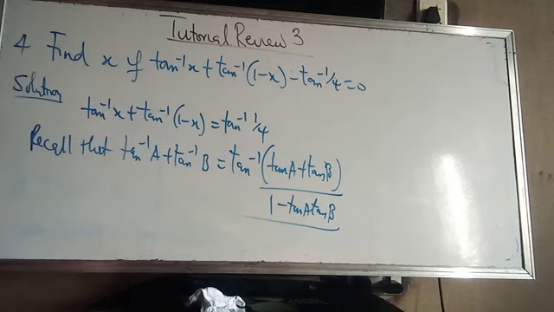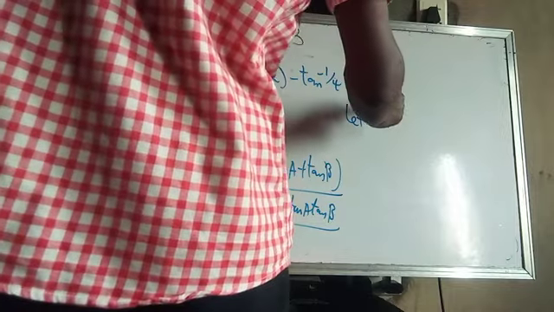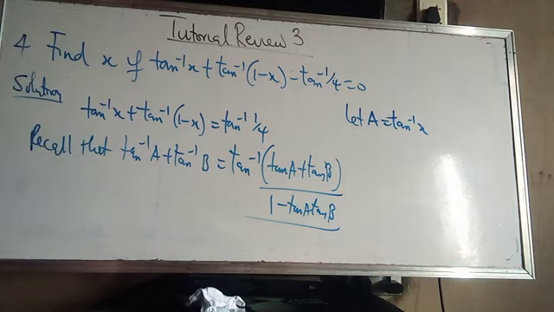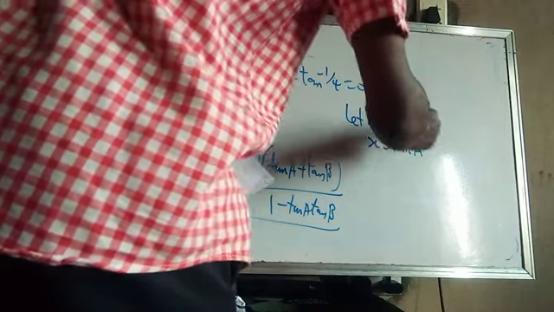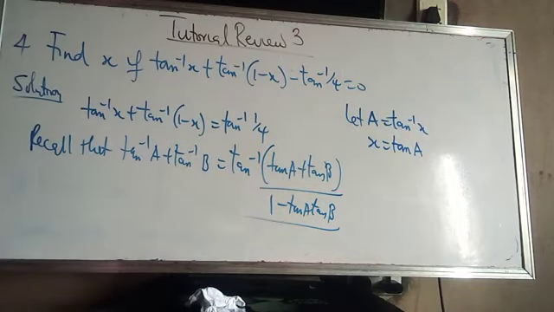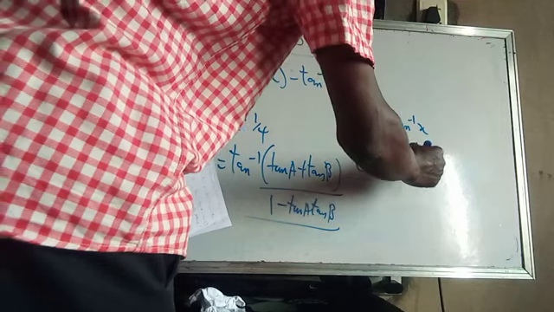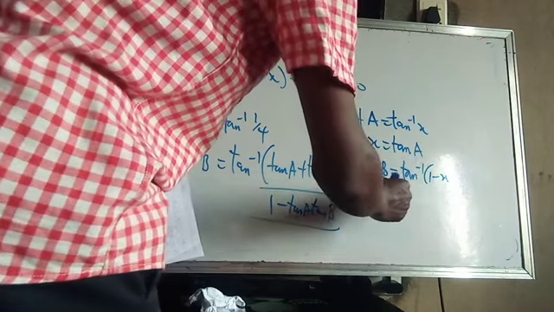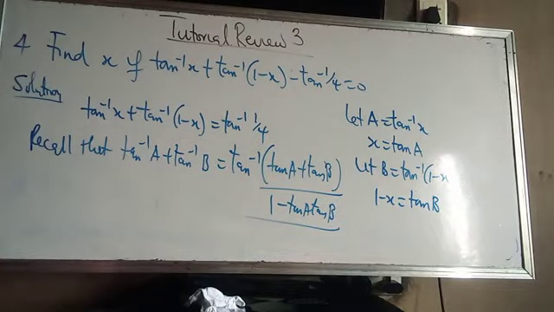Now we can say let A be equal to tan inverse of x. If A is tan inverse of x, then x will be tan A. Let B equal tan inverse of 1 minus x. So from here also, 1 minus x is equal to tan B. The next thing is now to substitute. Just substitute and you get the value.